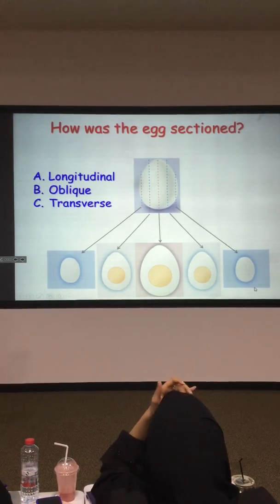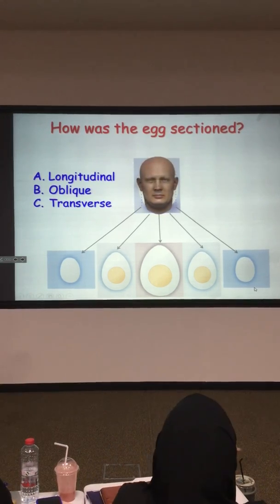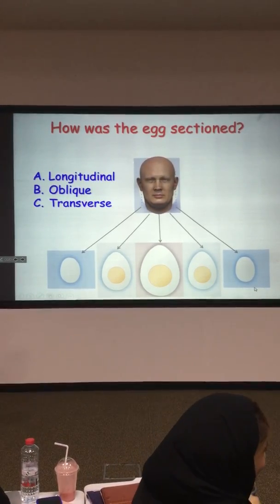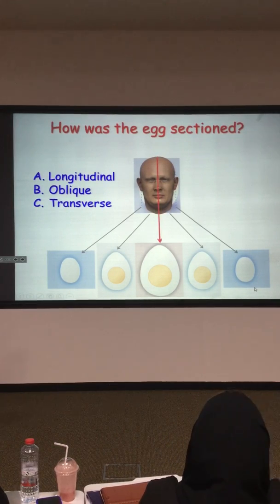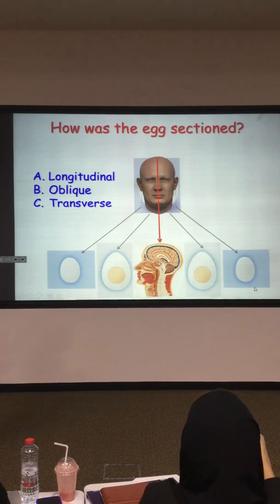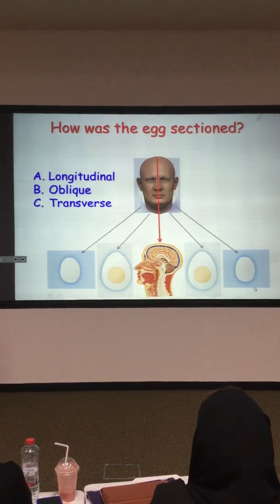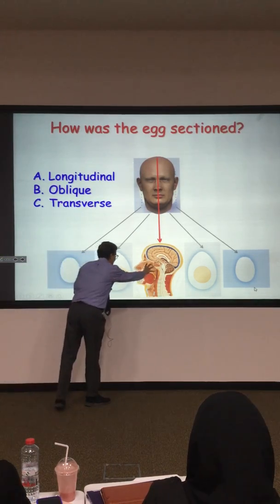Also, imagine that this is the face of somebody, or the head and neck of somebody, and it is sectioned like this. What kind of section is this? Gross anatomy now. How would you say it? Mid-sagittal. It's in the middle here. If it is deviated to the right or left, parasagittal. No, this is sagittal, this is parasagittal. You can say sagittal or mid-sagittal. These are parasagittal.